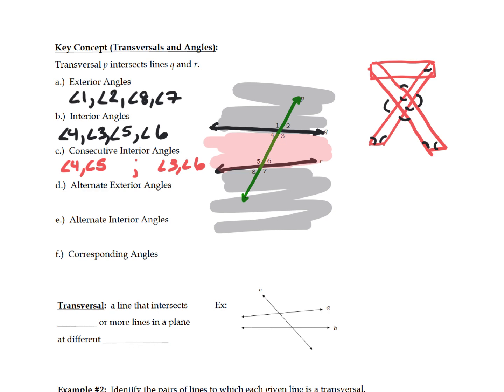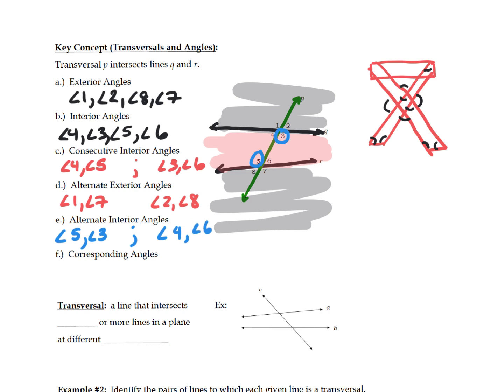Alternate exterior angles are going to be exterior angles, so they come from our top list, and alternate means they're going to be on opposite sides of the transversal line. So you could say 1 and 7 are a pair, and then maybe 2 and 8. Alternate interior angles obviously have to be interior angles, and instead of being consecutive or same side, they switch over. So 5 and 3 are a pair, and so are 4 and 6.